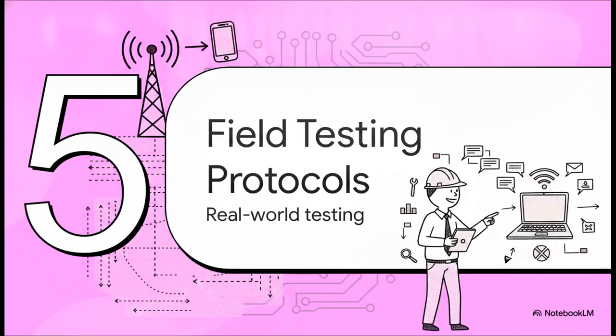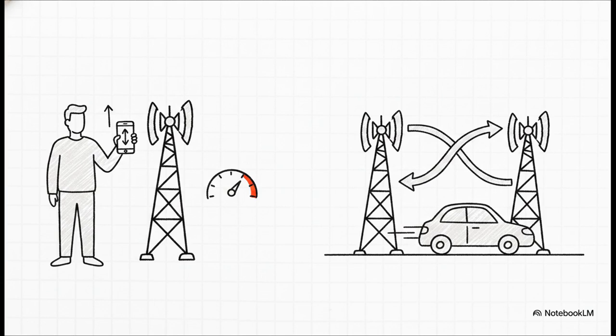Finally, Section 5, Field Testing Protocols. Taking it to the real world. So how do engineers take all this theory out into the real world to hunt down customer network complaints? Well, they utilize some very strict, standardized testing protocols, which they divide into 2 main buckets, statics and dynamics. Static tests, as you might guess, are performed while completely stationary.